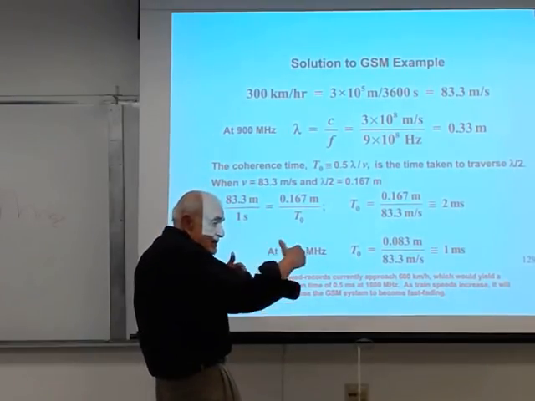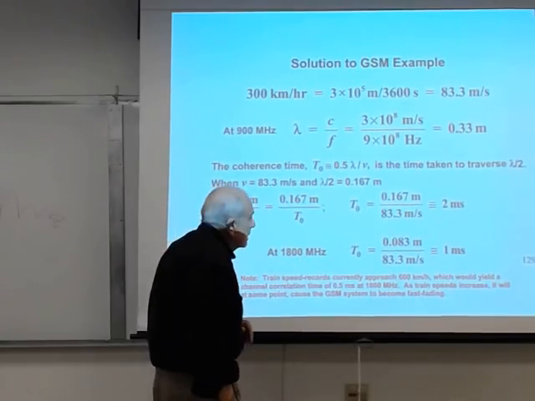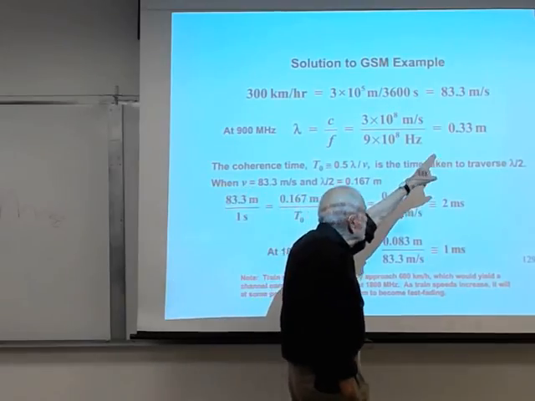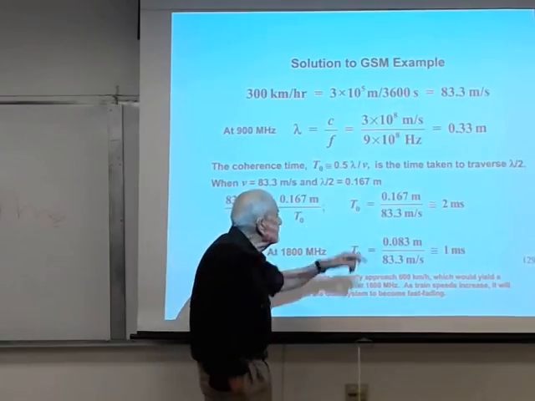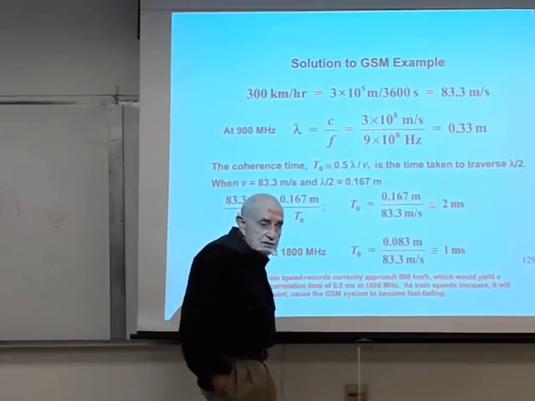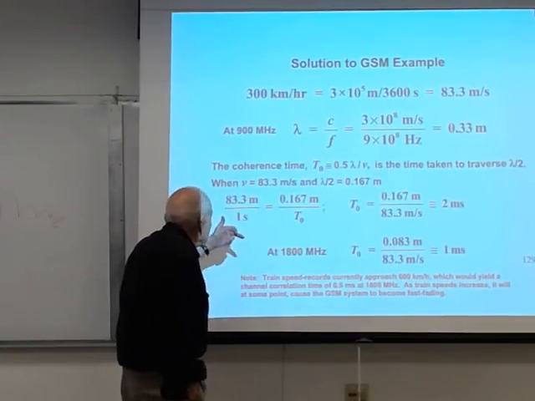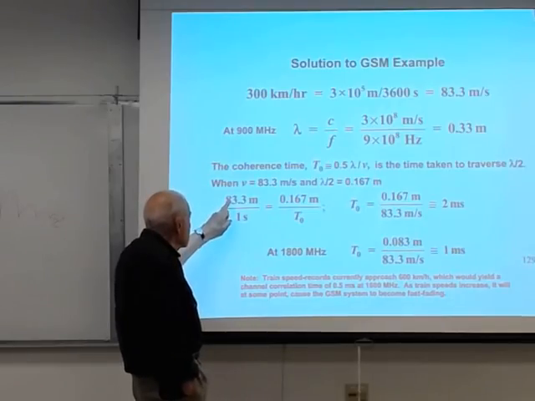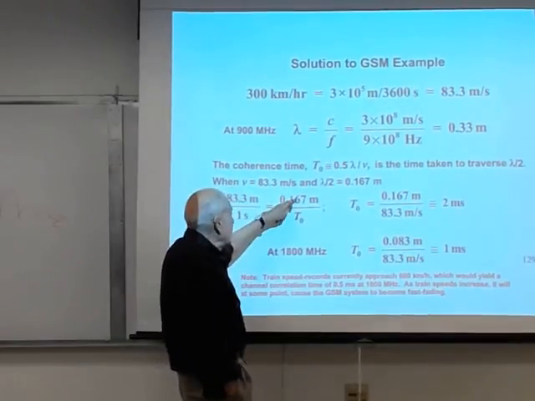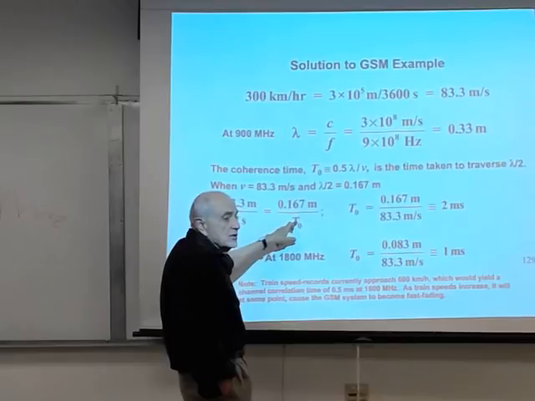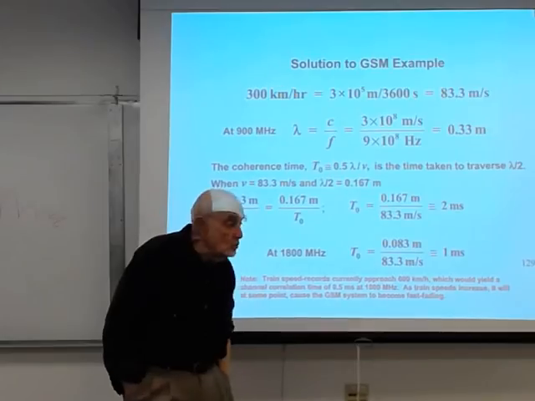We said that the time it takes to traverse half of that wavelength, 0.167 meters, at the speed that train is going, is the coherence time. So you form a ratio: the speed the train is going, 83.3 meters, is to 1 second, as this half wavelength in meters is to the time T sub 0. You solve for T sub 0, and it comes out to be 2 milliseconds.